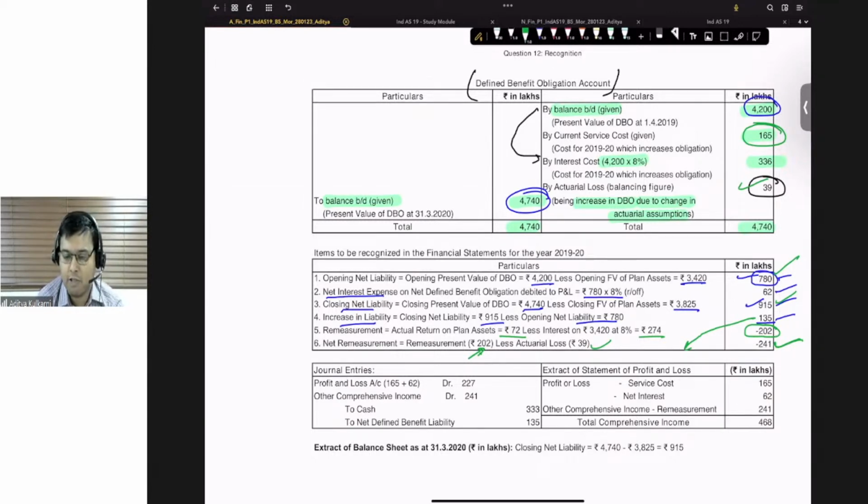How will these amounts be recognized? Simple. Profit and loss 227 will go, 165 plus 62. Other comprehensive income 241. So total comprehensive income will be 468. Extract of balance sheet, you will have a closing net liability of 915. Is it okay? Yes.